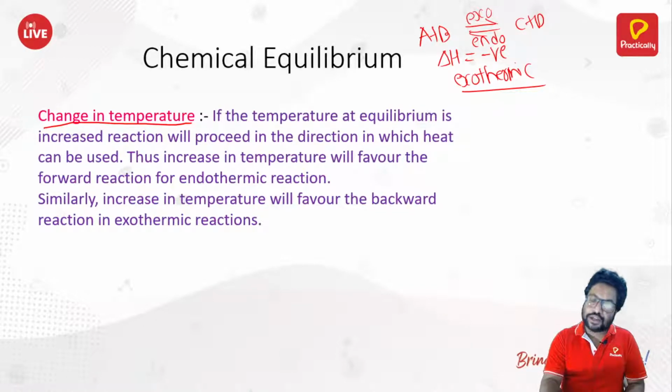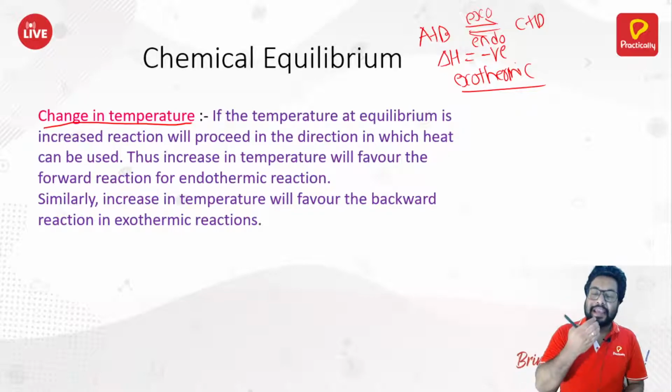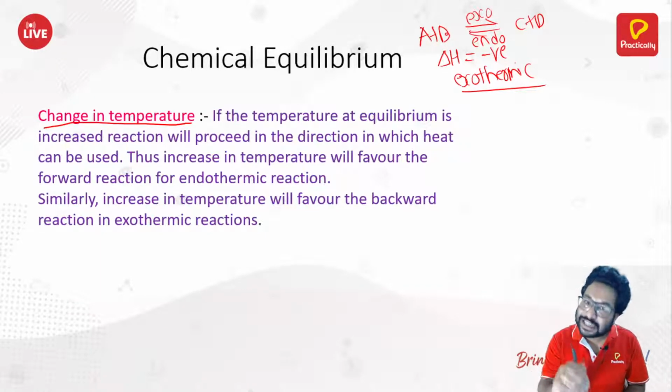Because when a reaction is already releasing heat and you are providing it further heat, the reaction will obviously detect that you are providing heat to it. The reaction will think, okay, if you are providing heat, then I will try to go in the direction where heat needs to be absorbed. And heat needs to be absorbed in an endothermic process. And the endothermic process happens to be the reverse in this case.